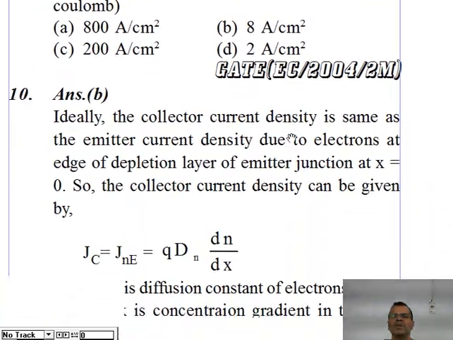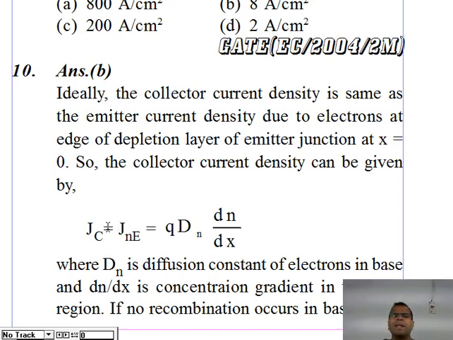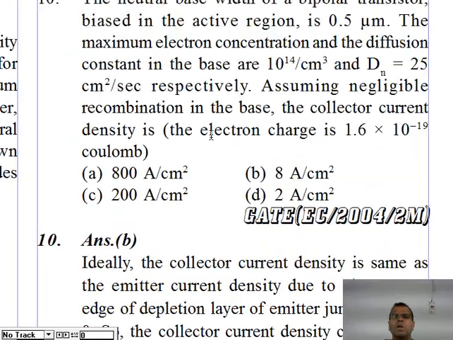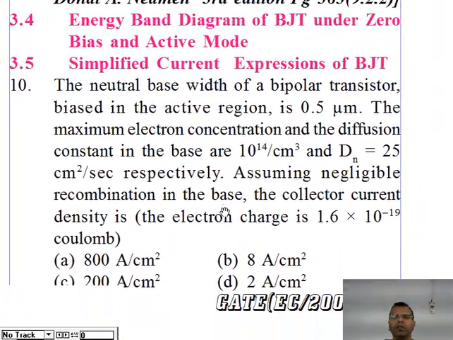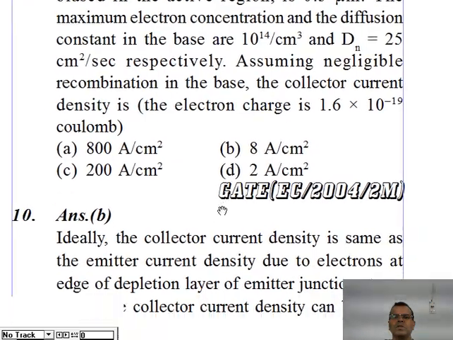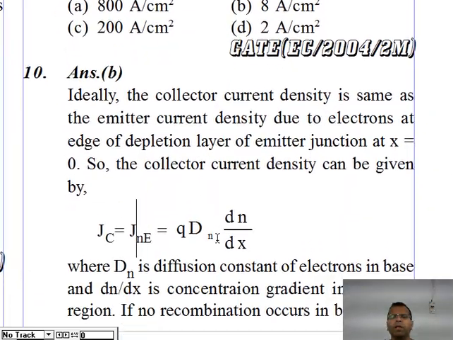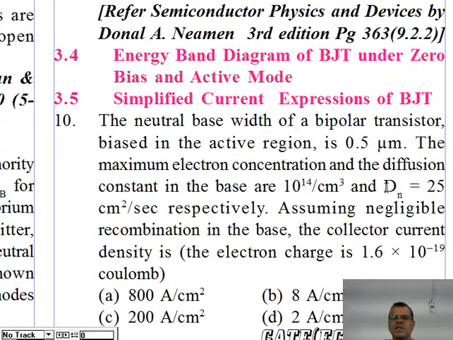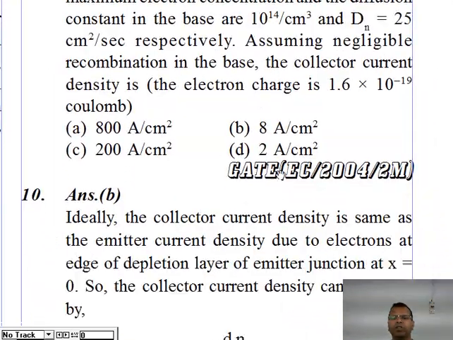So let us see the expression of collector current. We know the collector current is nothing but the emitter current which is being injected from the emitter junction. This is what we assume. What is the type of BJT? That is not mentioned here, so you can assume NPN or PNP type. But since we are given the electron diffusion constant and electron concentration, this is an NPN transistor.